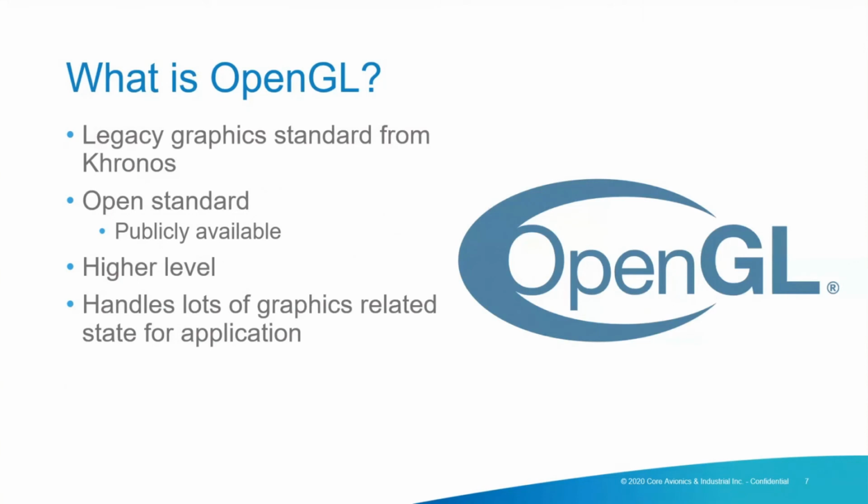Now let's look at the OpenGL side. OpenGL is an older graphics standard from Khronos. It's existed for a while. It has its safety critical equivalent, OpenGL SC. Like Vulkan, it's also an open standard, publicly available. The big difference between OpenGL and Vulkan, like mentioned before, is OpenGL is higher level than Vulkan.